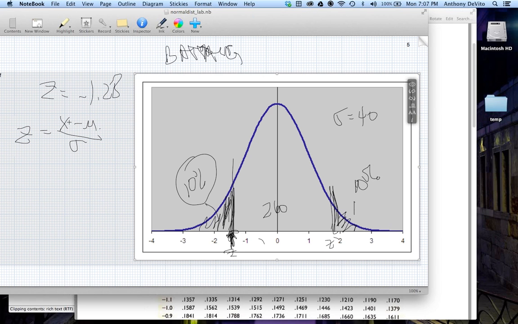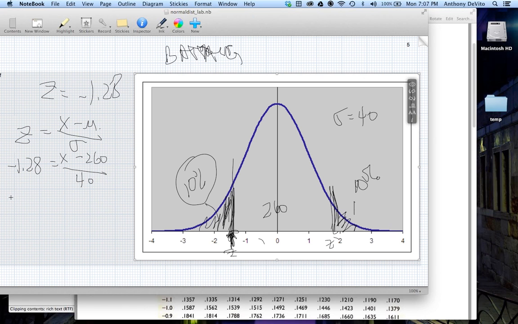When we were doing it before, that would have been, let's see, 300 minus 260 over 40 would be 1, right? That's exactly what we did, is apply this formula intuitively rather than as a formula. Let's now use it as a formula. A z-score of negative 1.28 is equal to, I don't know what x is, that's what I'm after, the batting average that's represented, minus 260 over 40.